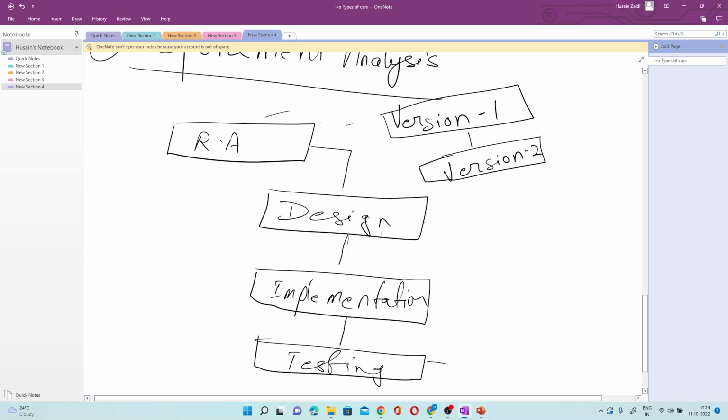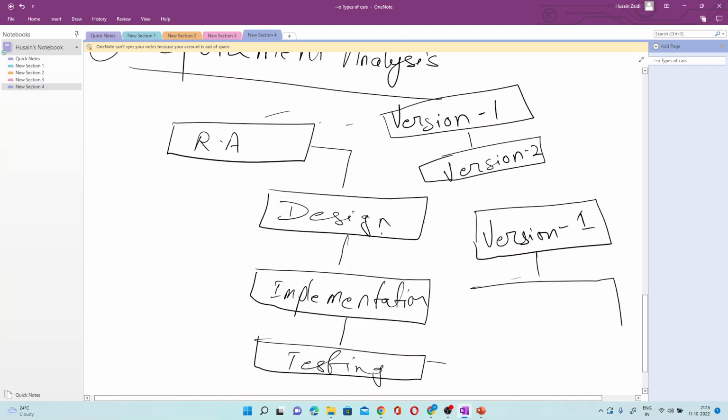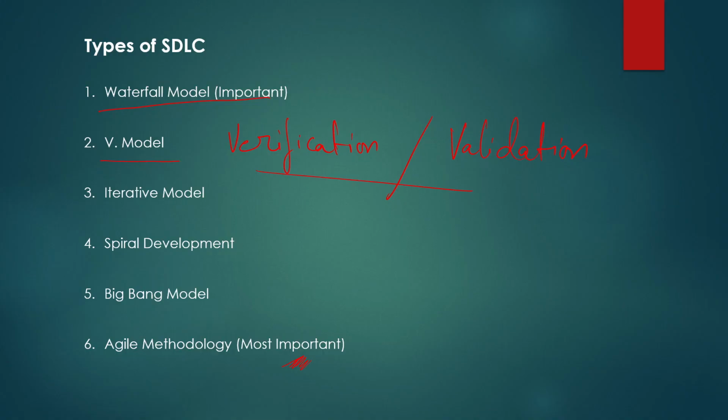But nowadays, as you might see in the industry, you have version 1, and then you get an update, version 1.1, then 1.2, 1.3, and sometimes after 3 to 4 months or a year, you get a version 2. So this is an example of the iterative model. I will explain this very thoroughly as well. But let's discuss the V model first.